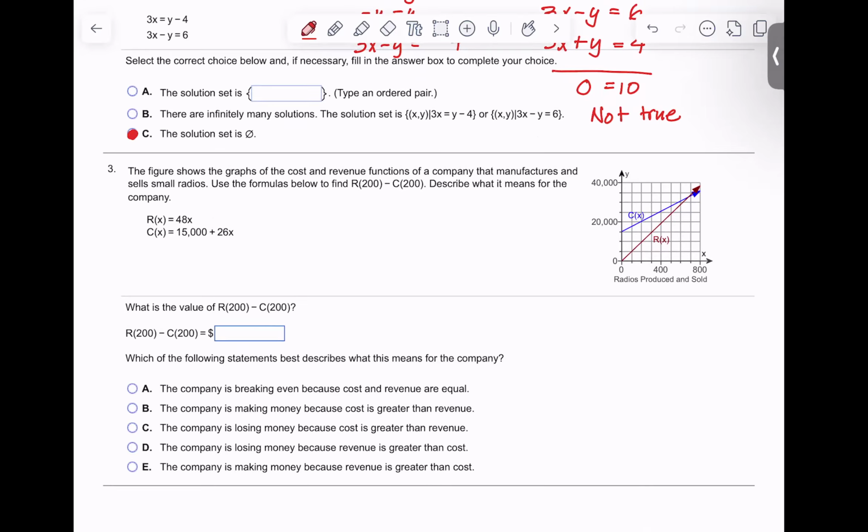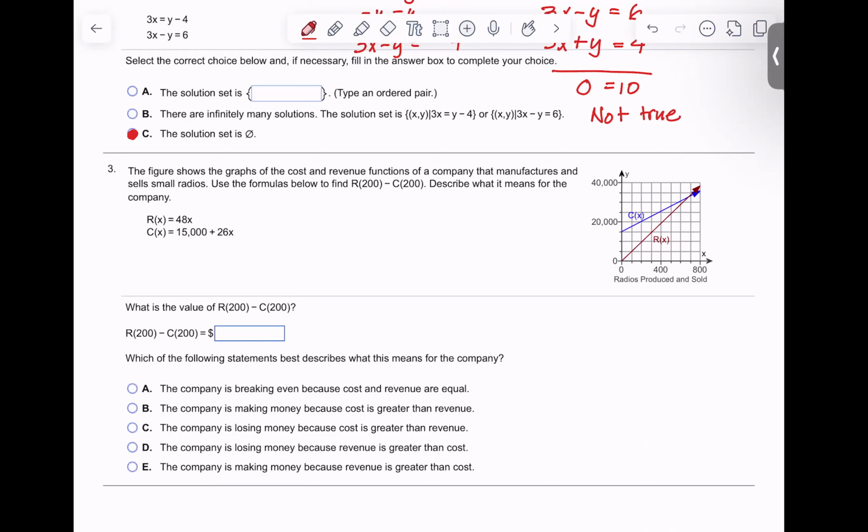They give us a graph so that we can see what this looks like. The figure shows the graphs of the cost and revenue functions of a company that manufactures and sells small radios. Use the formula below to find R of 200 minus C of 200. Describe what it means for the company.